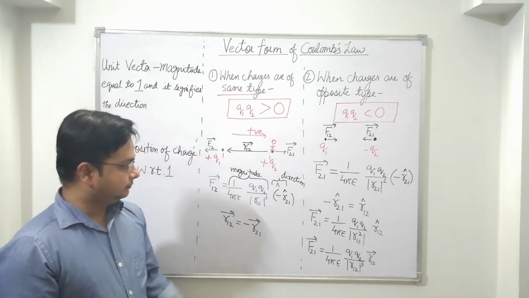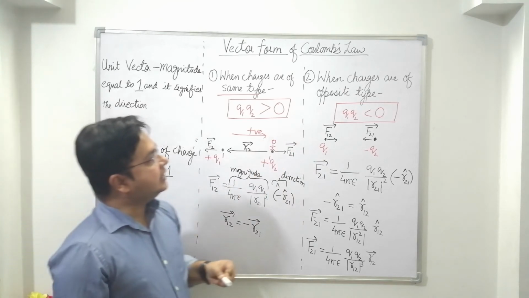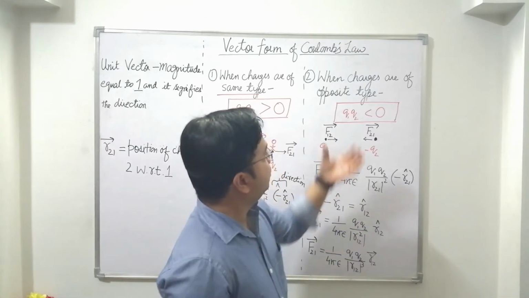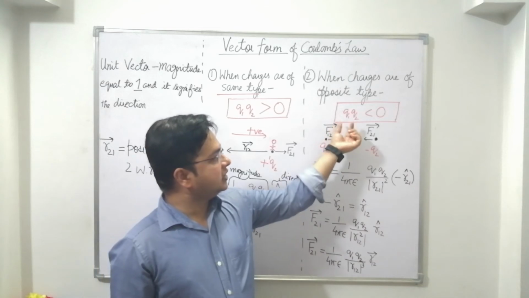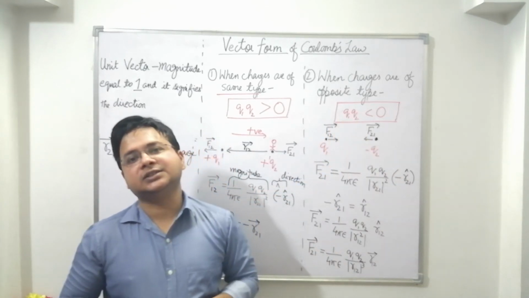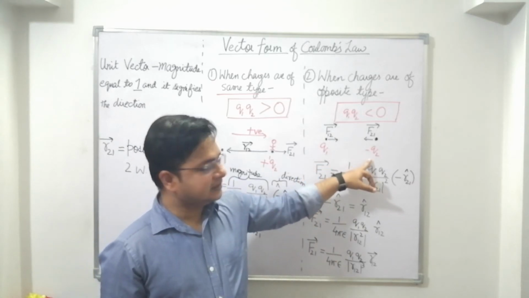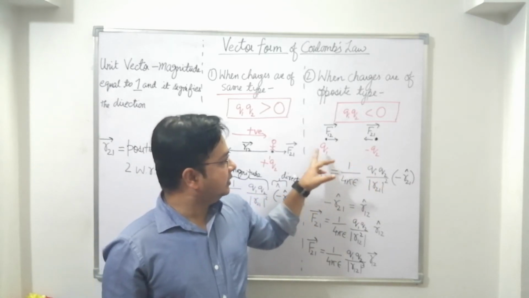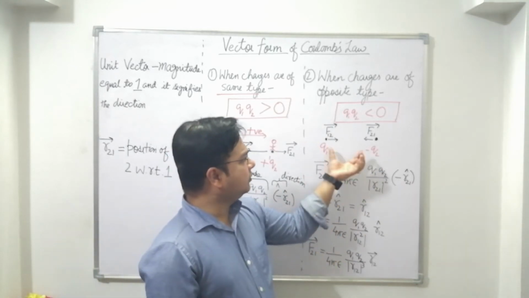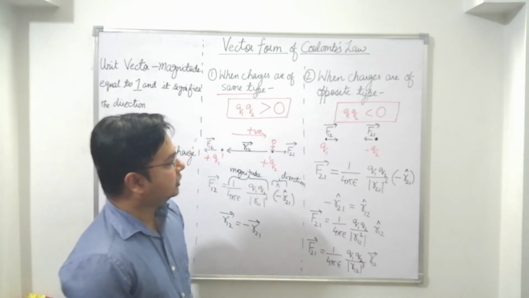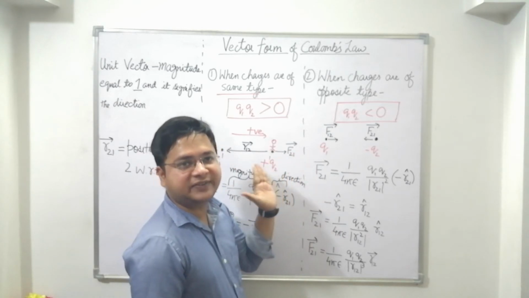Alright. Now let us move on to the second case. The second case of Coulomb's law is when charges are of opposite type. When charges are of opposite type, then obviously the product of the charges will be negative. Opposite type means if one charge is positive, the other one is negative, or vice versa. This may be negative, then Q2 will be positive. Now the force acting on the charges in this case will be opposite to that of the previous case.